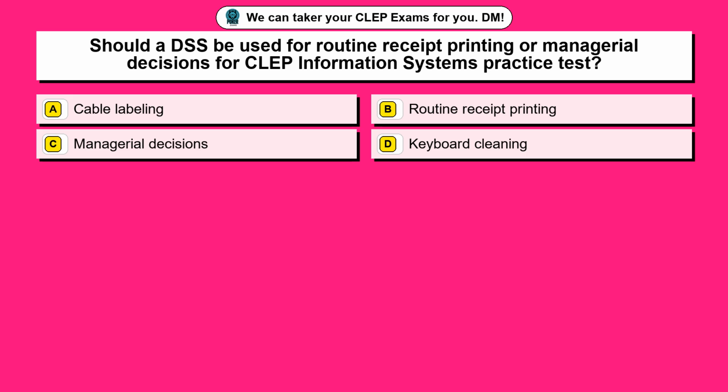Option A. Cable labeling. Option B. Routine receipt printing. Option C. Managerial decisions. Option D. Keyboard cleaning. The correct answer is option C.